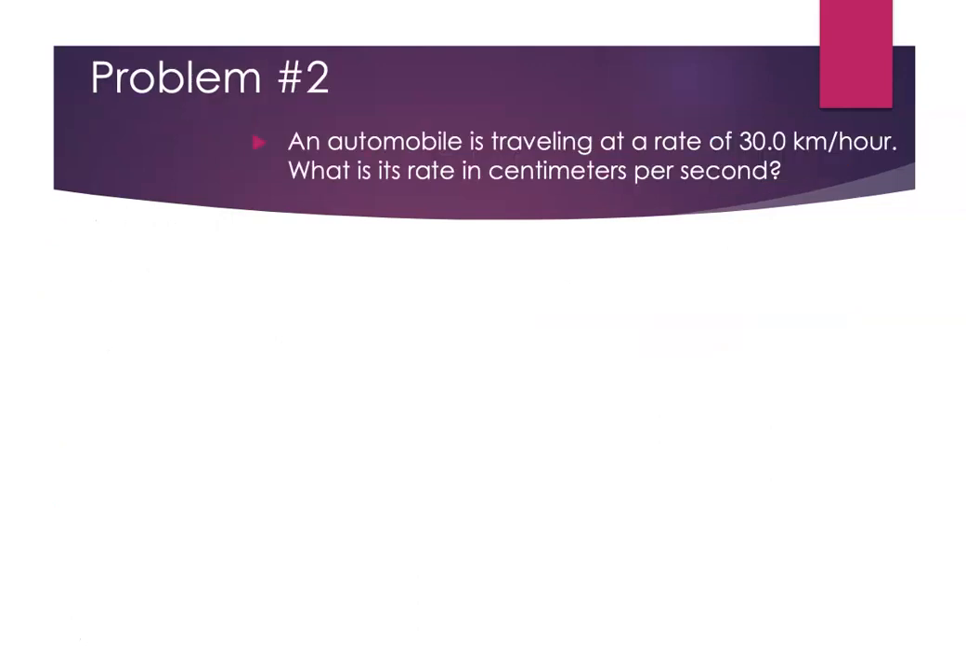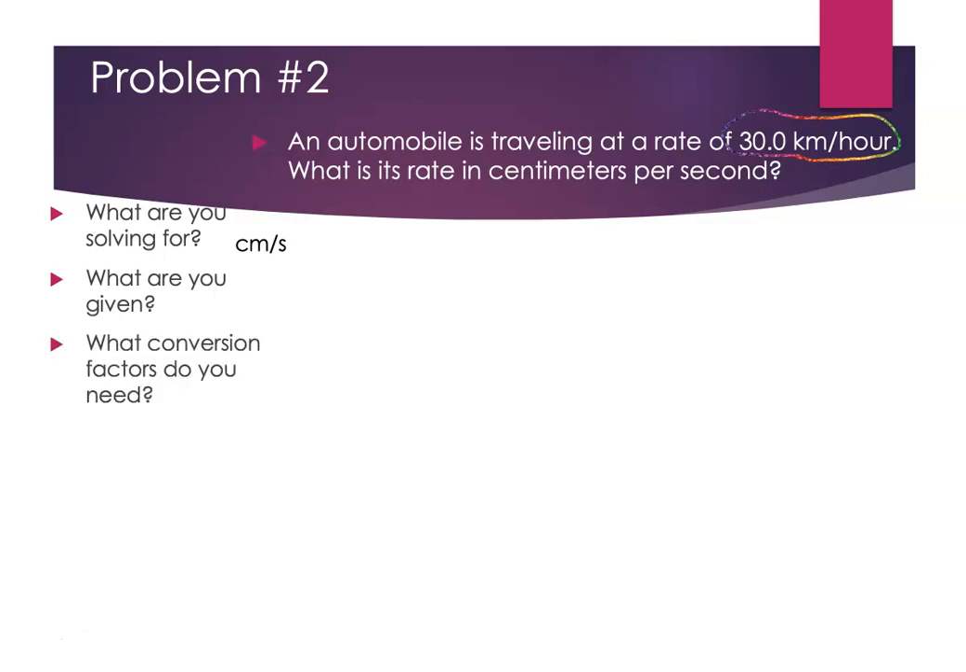An automobile is traveling at a rate of 30.0 kilometers per hour. What is its rate in centimeters per second? So, what am I solving for? Centimeters per second. What am I given? 30.0 kilometers per hour. So now let's think about conversion factors. I need to get from kilometers to seconds. And you might know that conversion factor directly, and you can use it that way.